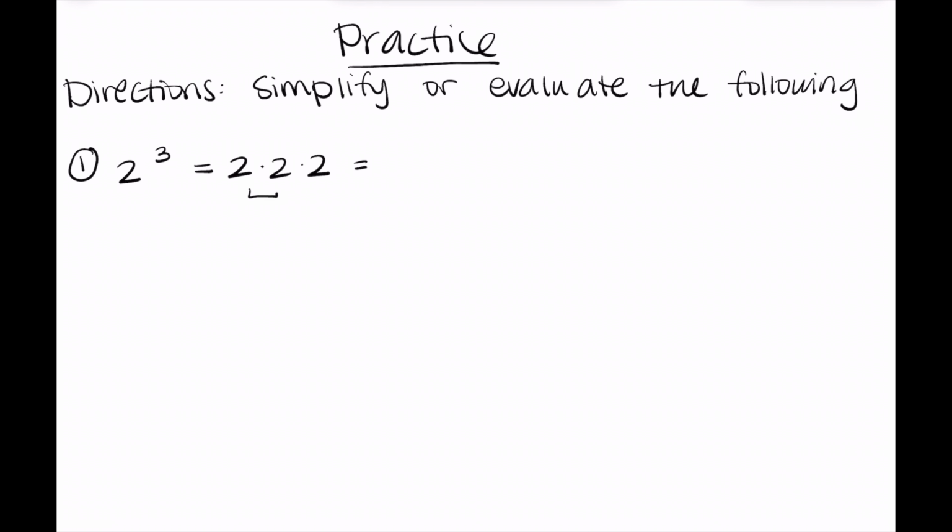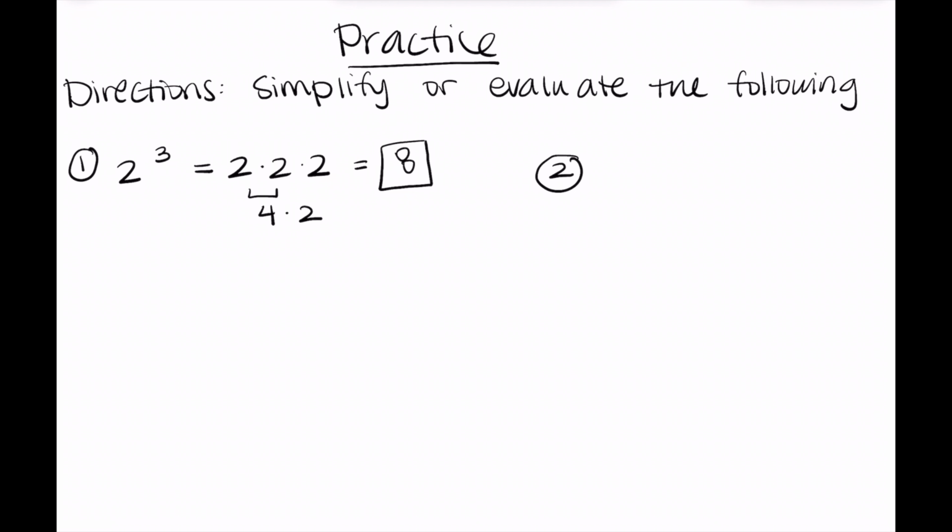So it would be 2 times 2 times 2. We know that 2 times 2 is 4. 4 times 2 is 8. So 8 would be our answer for number 1. And now we will move on to our second practice problem for today.